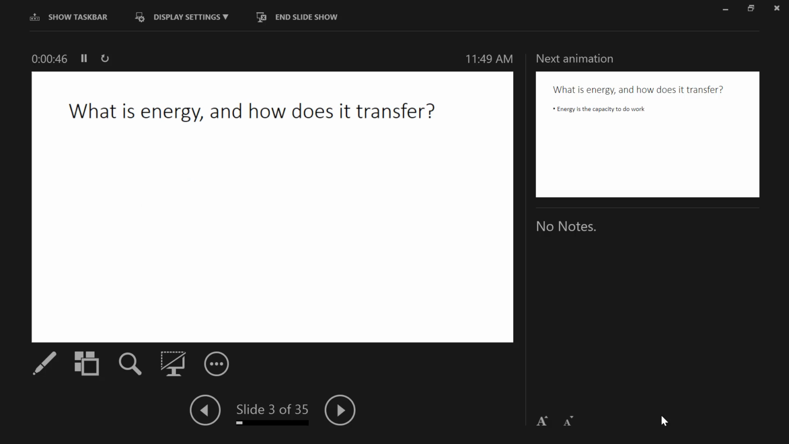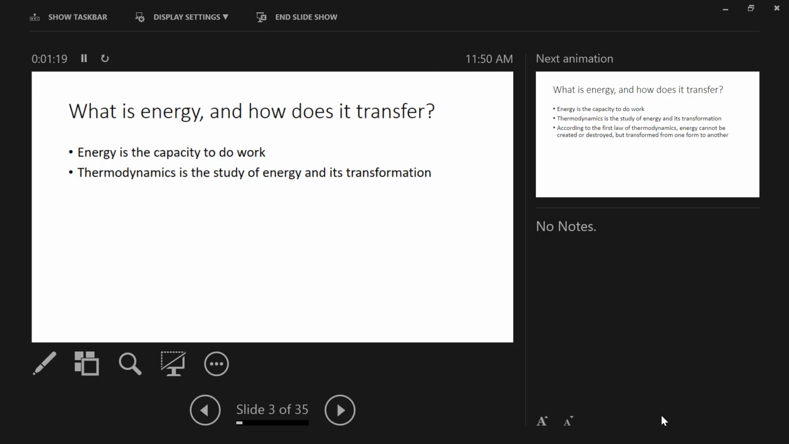First question, what is energy and how does it transfer? Now this one, you have certainly talked about this many, many times in chemistry. Energy is the capacity to do work. The capacity to do work. And so this is a wonderful way to think about energy because it allows there to be potential energy, because you don't have to actively be doing work. It could be the potential to do work. So like a molecule of ATP can have energy even though that energy is not doing any work. It says chemical potential energy. And thermodynamics is the study of energy and its transformation.